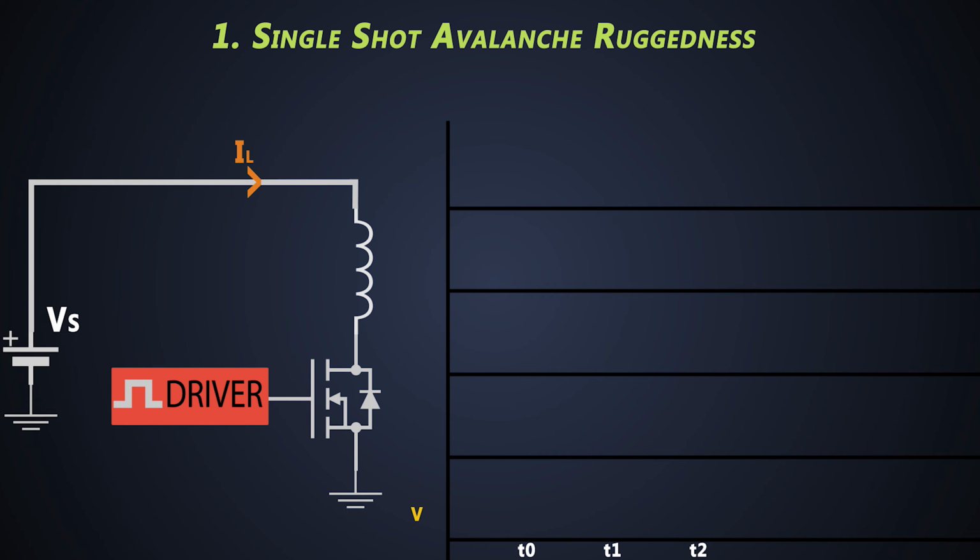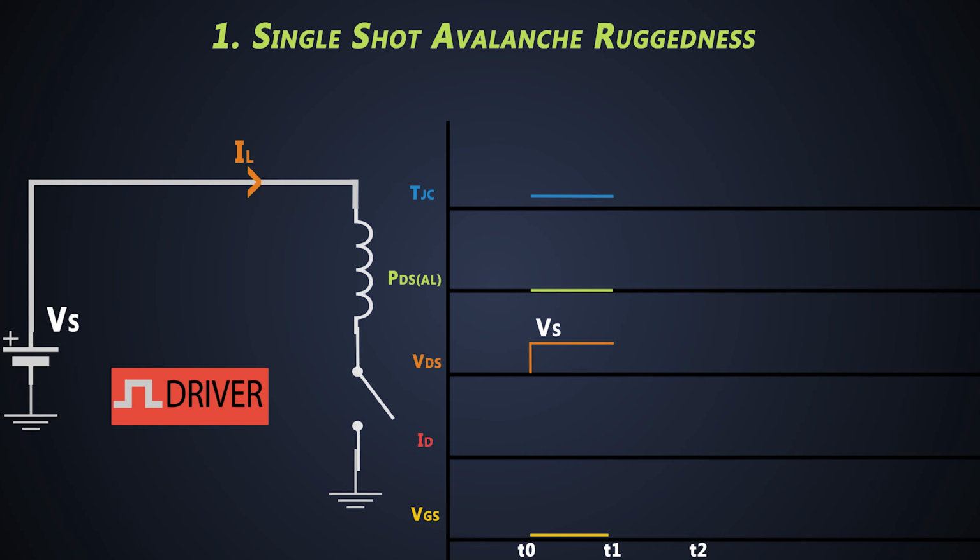Here we'll see the gate to source voltage, the current flowing through the inductor, drain to source voltage of the MOSFET, peak drain current to source avalanche power of the MOSFET, and junction temperature rise during the avalanche effect. At time T0 to T1, the MOSFET is off. There will be no current flowing to the MOSFET. The drain to source voltage of the MOSFET will be equal to the supply voltage. Now we turn on the MOSFET at time T1 by increasing the gate to source voltage.